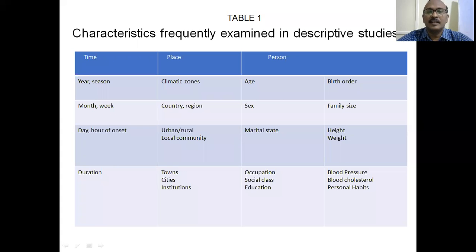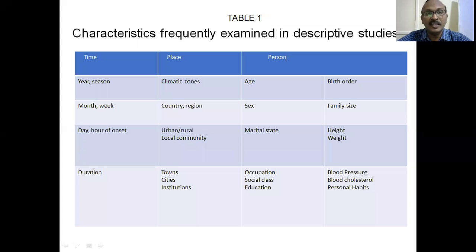Whether it is a tropical zone, an Arctic zone, a rainy zone where rain is predominant, or whether winter is predominant in a particular zone. By country or region: in which country it is occurring, or which region of a particular country is having the disease or the events that are occurring.